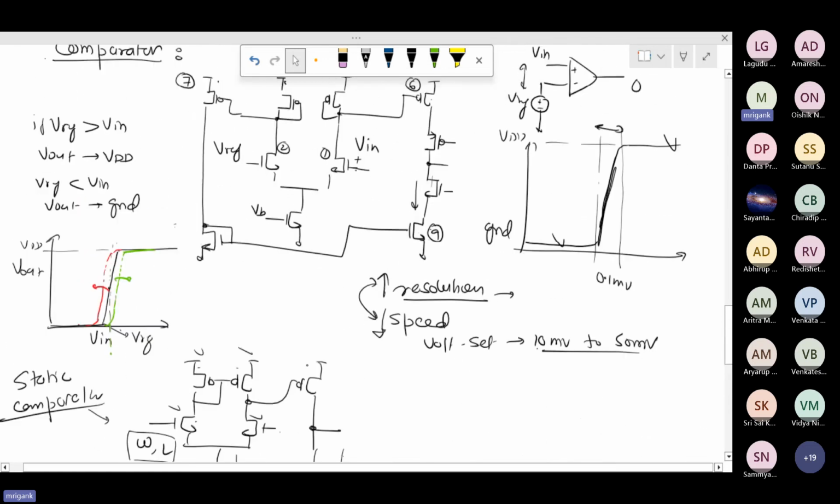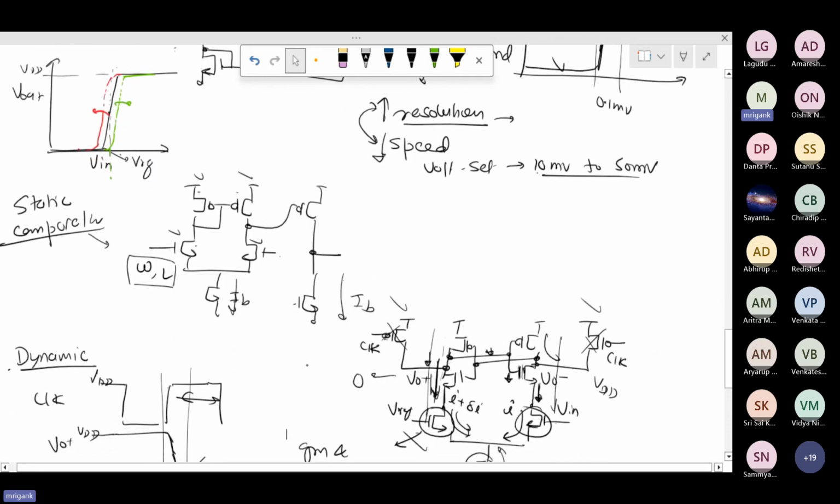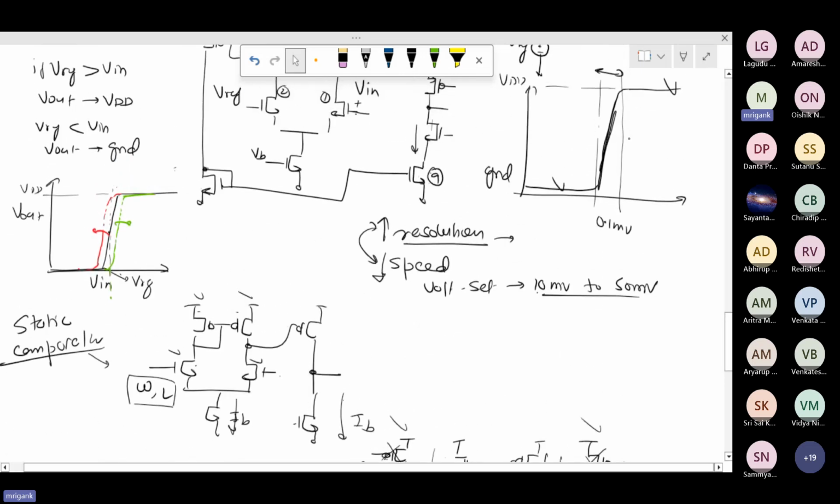The static comparator is simply whatever you have already done. The only thing is you can simulate it as a comparator, put a reference voltage in the terminal, see the resolution, and try to get the characteristics. Ultimately it depends upon the gain. If the gain is high, this transition will be very fast. But for a comparator, the speed is very important.